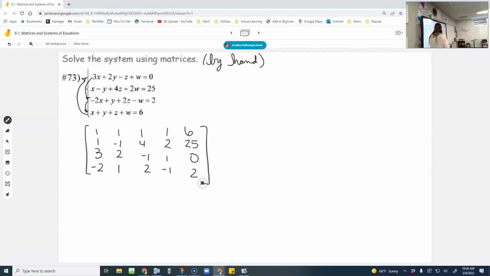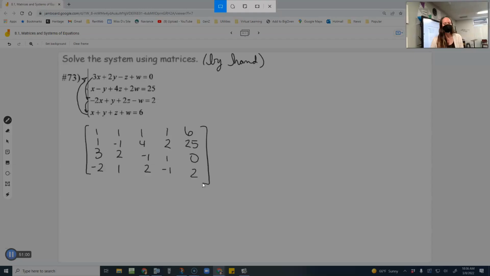What do you need to double check that you have right before you do anything else, whether it's in the calculator or by hand? Do you have all of your numbers correct?